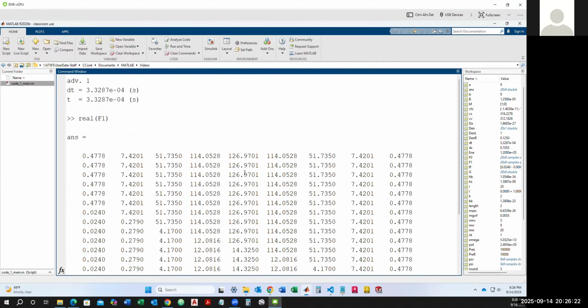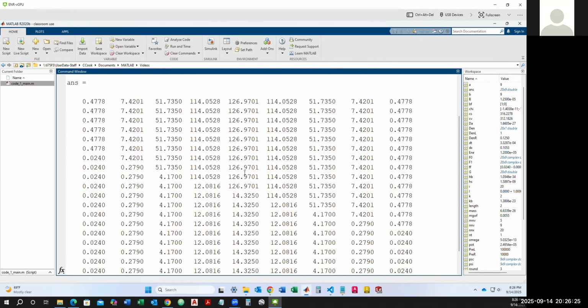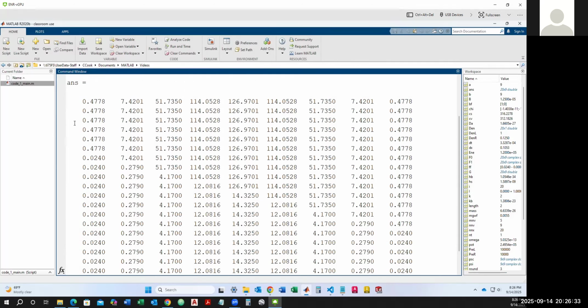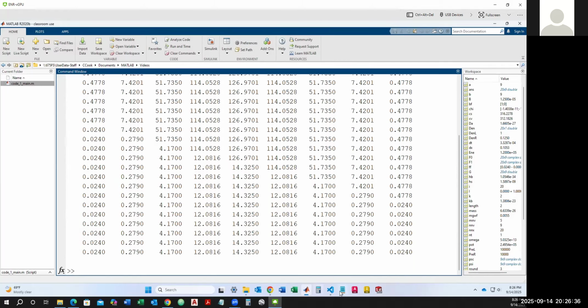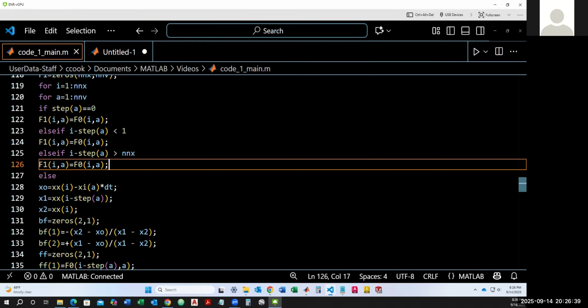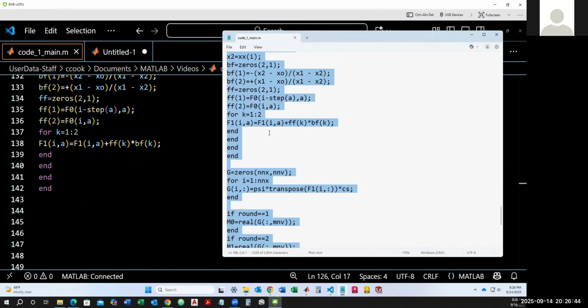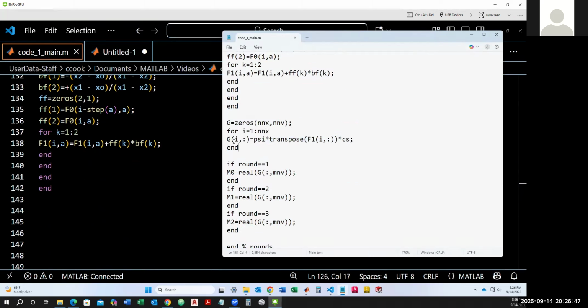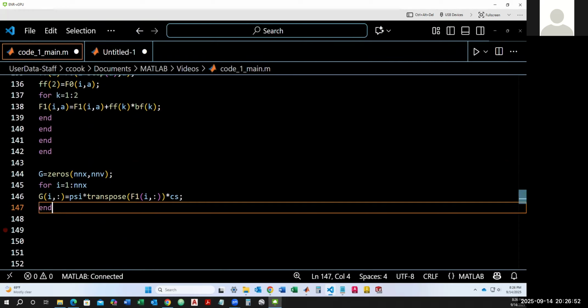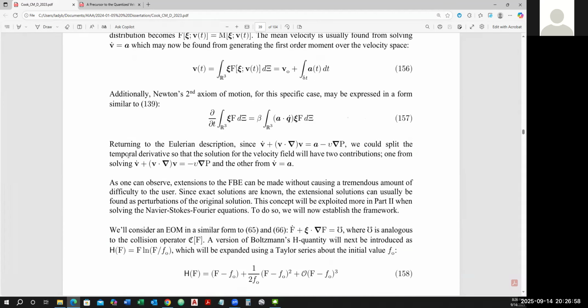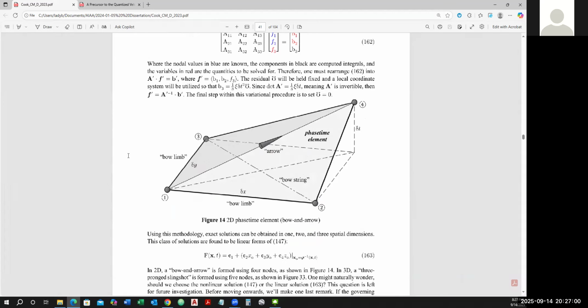All right, so there's our solution for the first time step, at least for the total energy density velocity distribution. What we'll do next is go to my dissertation and follow the steps here.